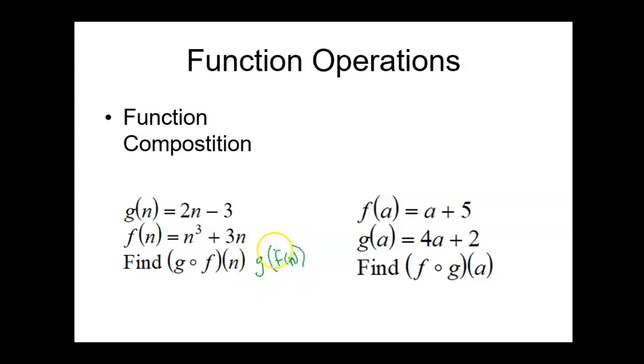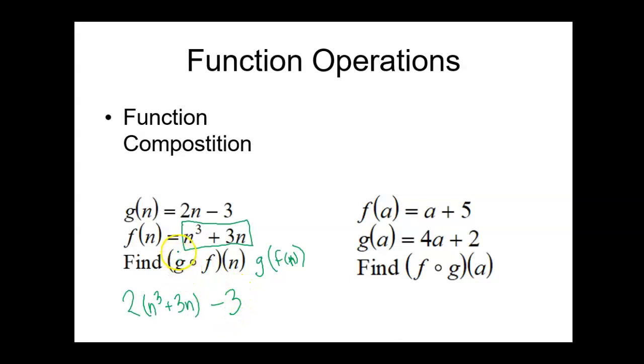I'm going to take the n's out of function g, right? So here's 2n minus 3, that's function g. So I'm going to take the n out and put parentheses where the n was. And then my input, or what I'm plugging into the function g, is the entire function f. So I'm going to take function f, which is n to the third plus 3n, and that's what's going in here where n was in function g. So it becomes 2 times n to the third plus 3n minus 3.